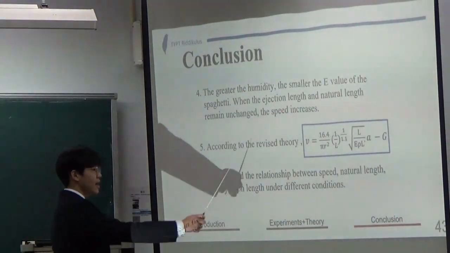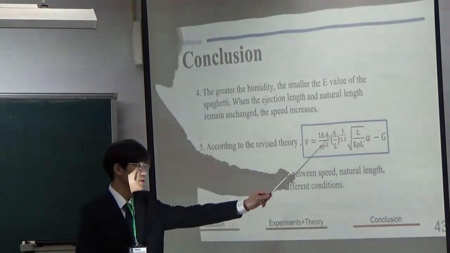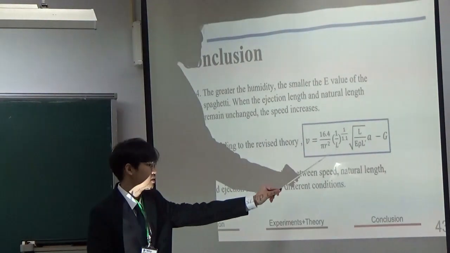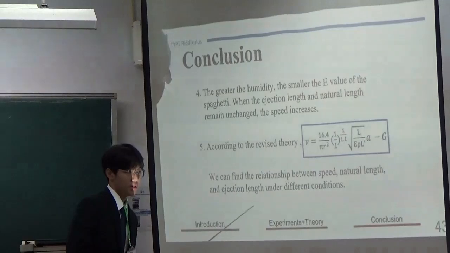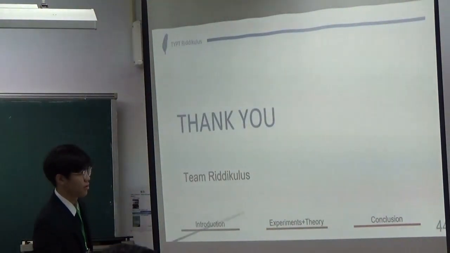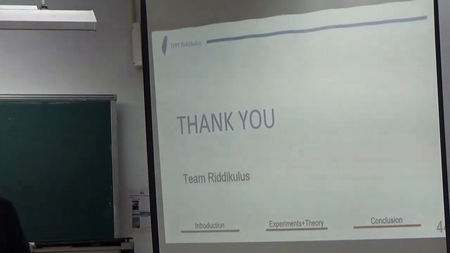And according to our revised theory, this equation, we can find the relationship between the speed and the natural length, and the ejection length under different conditions. And this is my report. Thank you. The opponent, you have 2 minutes to ask a question.